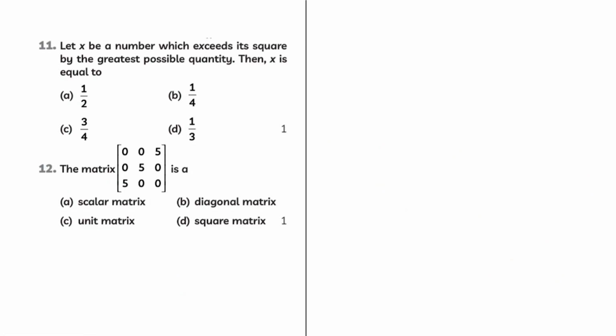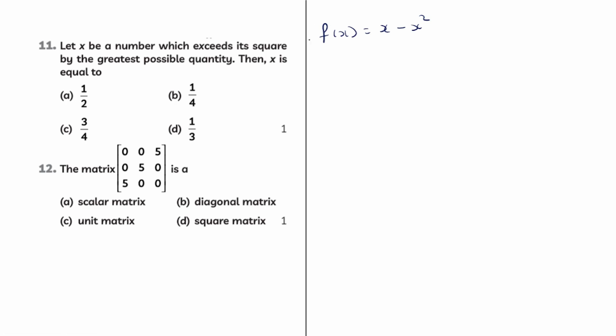Moving on, next question. Let x be a number which exceeds its square by the greatest possible quantity. Then x is equal to. So here we have to find the point of local maxima, that is the value of x, for which f of x is equal to x minus x square. So here it is given x is a number which exceeds its square by the greatest possible quantity. So here we have to find the point of local maxima for x minus x square.